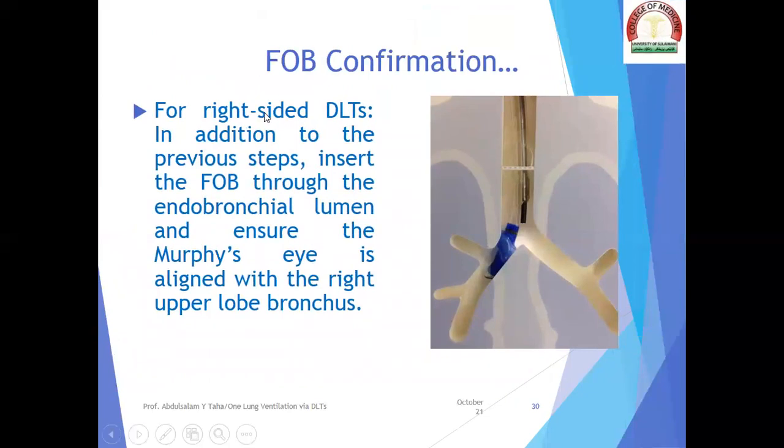And here, for right-sided double lumen tubes, in addition to the previous steps, insert the fiber optic bronchoscope through the endobronchial lumen and ensure that the Murphy's eye is aligned with the right upper lobe bronchus. So in this picture, we can see a properly positioned right-sided double lumen tube with the Murphy's eye against the orifice of the right upper lobe, and the fiber optic bronchoscope shows that the bronchial balloon is just distal to the carina.